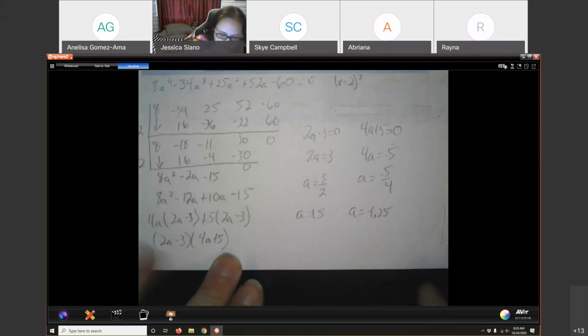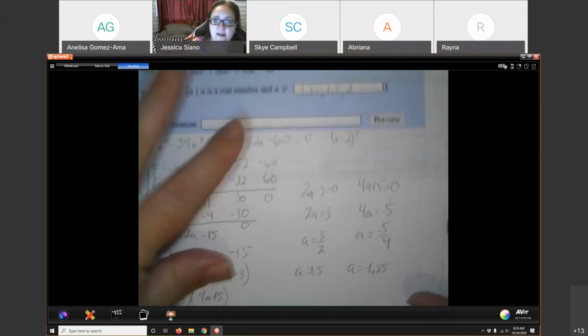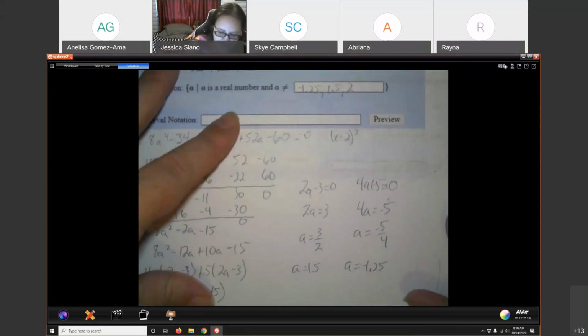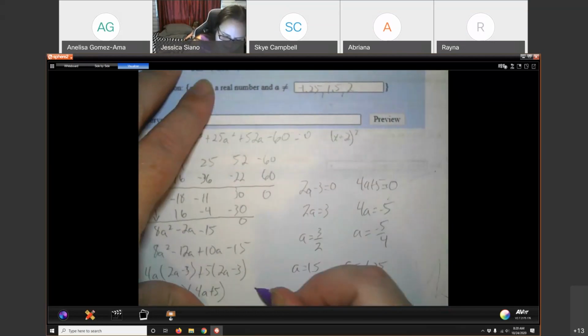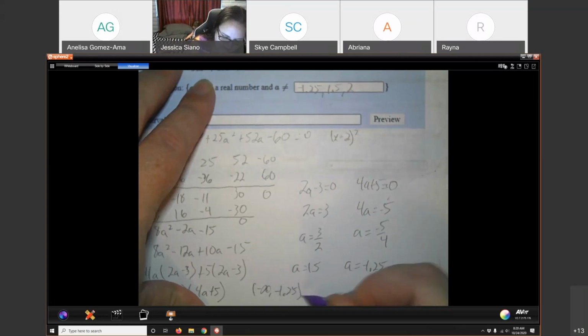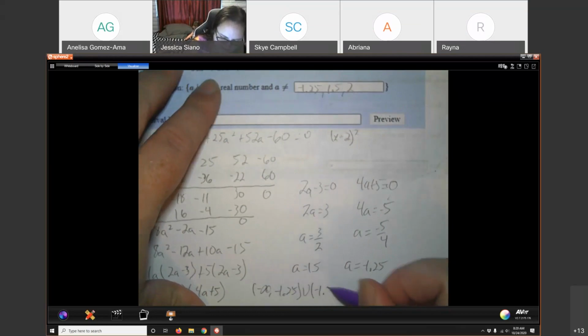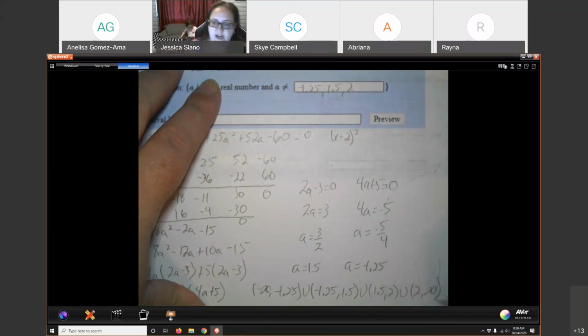So then in interval notation, I would say, and again, I'm going to write it down here because I write too big to fit in that box for interval notation. That would be all of the numbers to the left of negative 1.25, in between negative 1.25 and 1.5, in between 1.5 and 2, and to the right of 2.